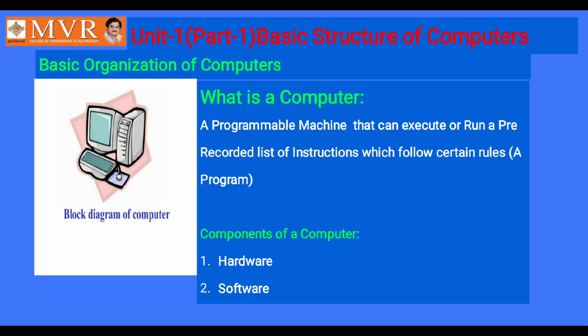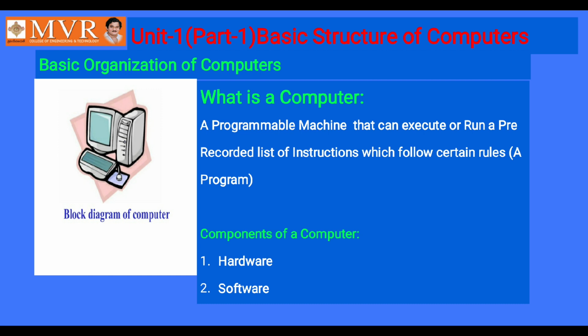So the basic definition of a computer is given in the slide, that is, it is a programmable machine that can execute or run a pre-recorded list of instructions. Make a note of it, a pre-recorded list of instructions. So who is going to provide these instructions? The users of the computer are going to provide the instructions to the computer. But to perform or to execute these instructions, the computer will follow a certain set of rules.